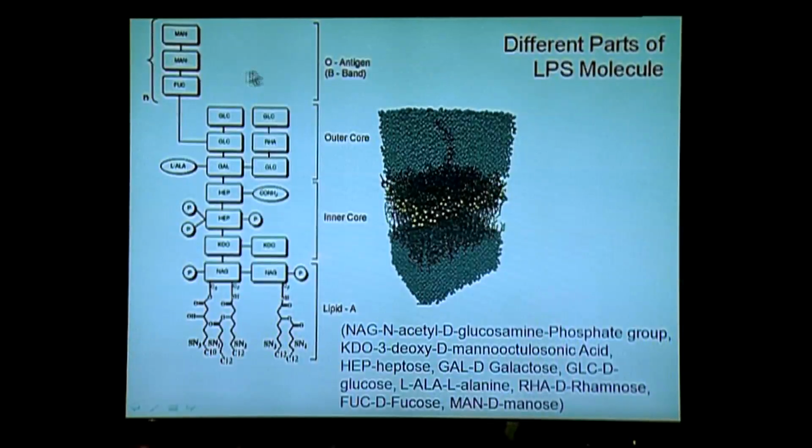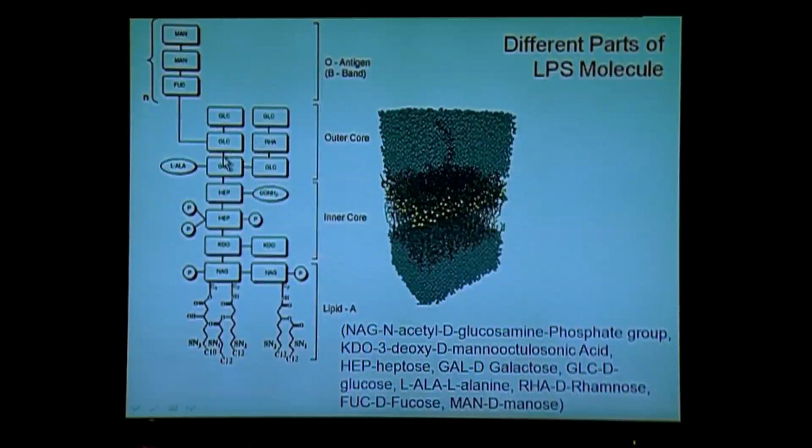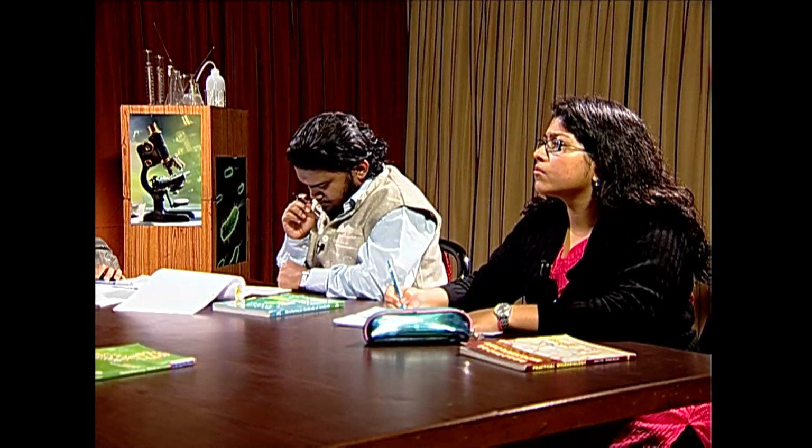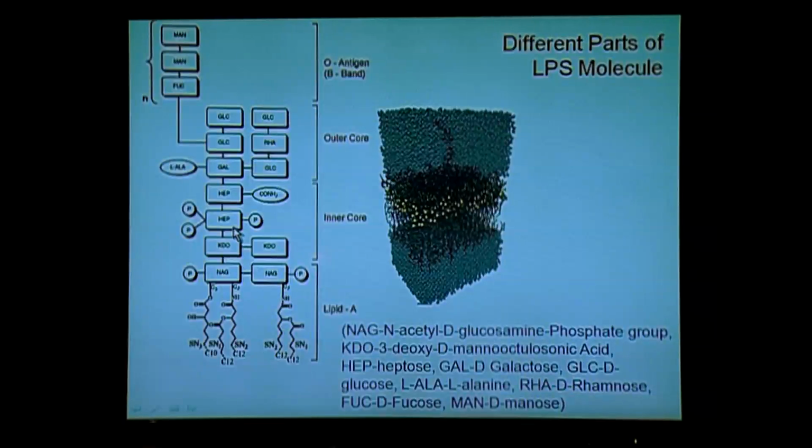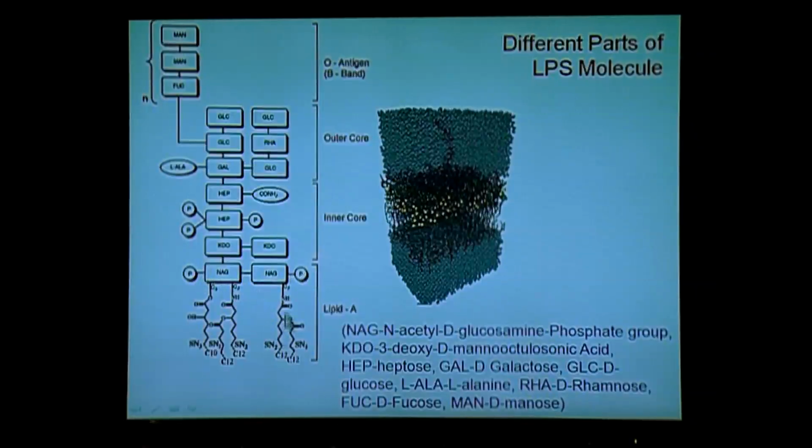You can see in this particular slide, there are different tiers. The outer tier, or O-antigen or the B band, is formed of mannose, fucose, and it is N times, so a large number of residues may be attached. Then there is the outer and the inner core of polysaccharide having glucose, rhamnose, galactose, glucose and heptose sugar. And at the same time, there will be the inner core which is formed of heptose and KDO or keto-deoxyoctanoate, and that is followed by a disaccharide residue of NAG which is phosphated, and at the same time the inner fatty acid chain which will constitute the lipid A.